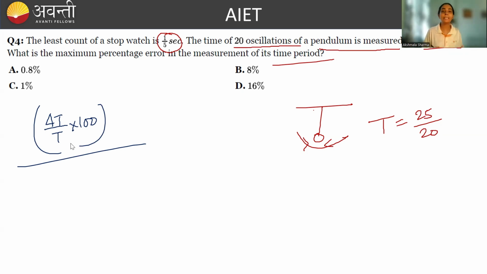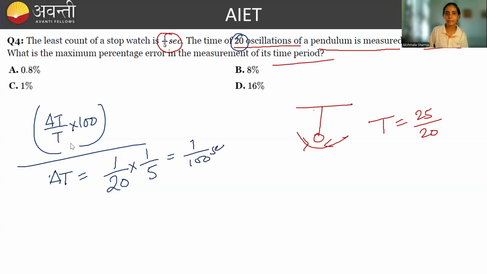And here we are taking 20 observations. What is the purpose of taking more number of observations? That is done basically to reduce the error. So these 20 oscillations will contribute in reducing the error. That is why here the least count of the stopwatch is 1 by 5 seconds. But here delta T won't be equal to the least count. It will be equal to 1 by number of observations into least count, that is 1 by 5. So this is going to be equal to 1 by 100 seconds.